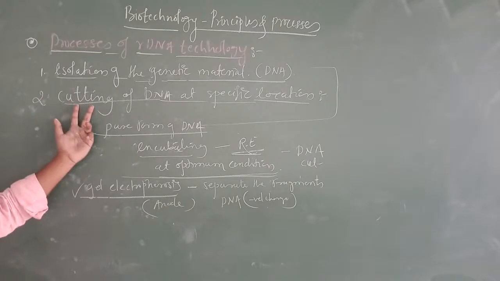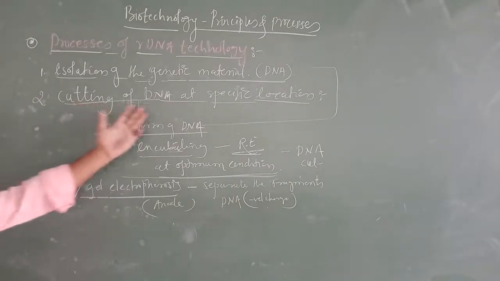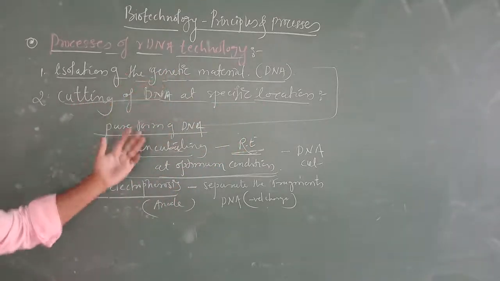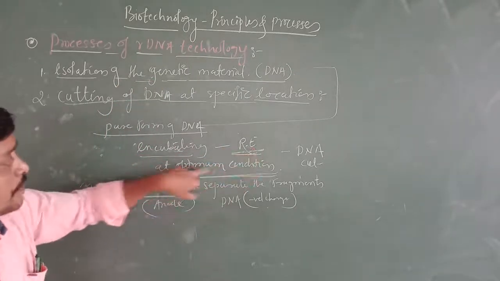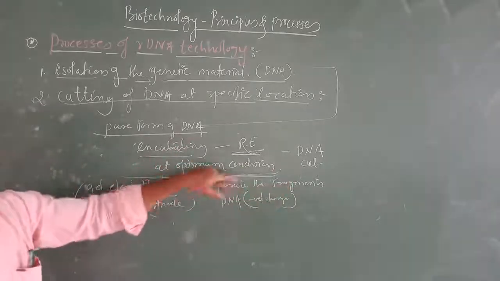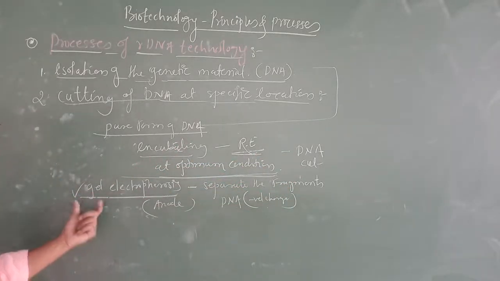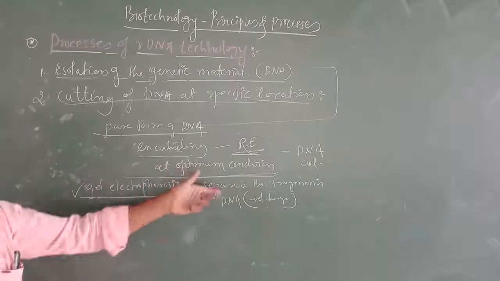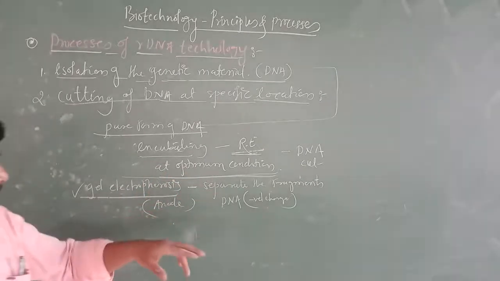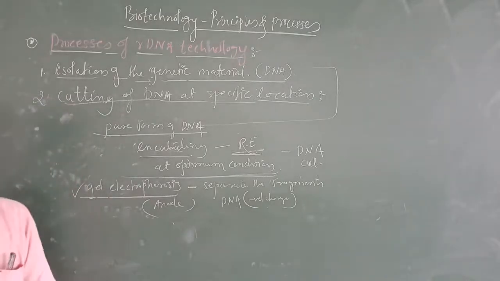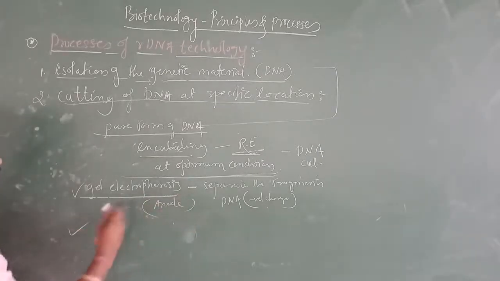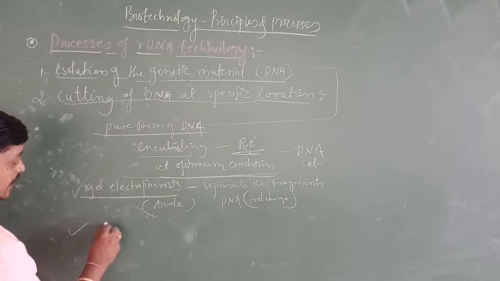In this particular step, you are going to write this much only: the cutting of DNA at a specific location. The pure form of DNA is incubated with the restriction enzymes at an optimum condition. Then the fragments are separated by using gel electrophoresis, that is, agar gel. There the DNA is negatively charged and moves towards the anode, and we are going to extract it out by the process of elution. Then after separating these, we call them the particular DNA fragments.